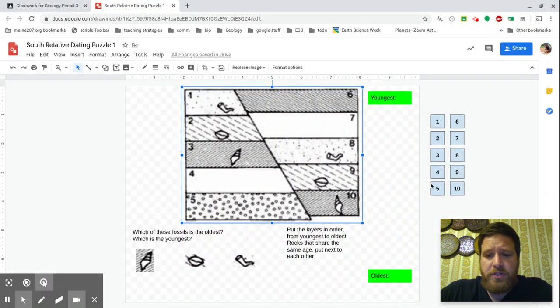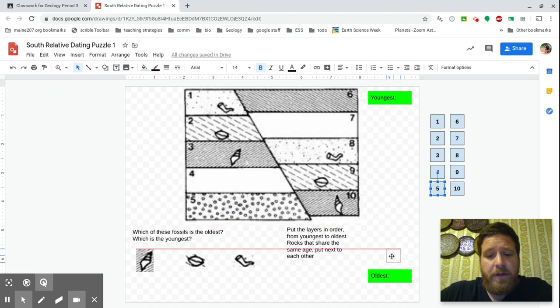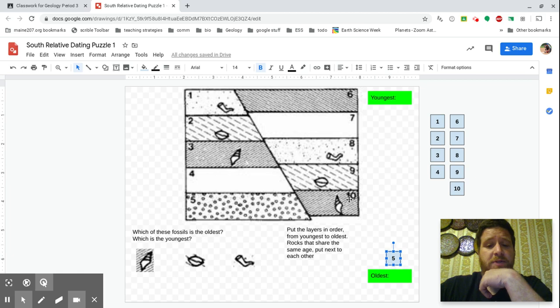So let's start here. From the first video I showed you guys, 5 was the oldest layer. Now we can tell that 5 is the oldest layer. Well, Mr. Marcellus, what about layer number 10? Well, if you look here, 5 is actually just a little bit lower than number 10. That's one clue, and that's the law of superposition. But also you can see that 10, 9, and 8 have fossils in them that are similar to fossils found in layer 3, 2, and 1.